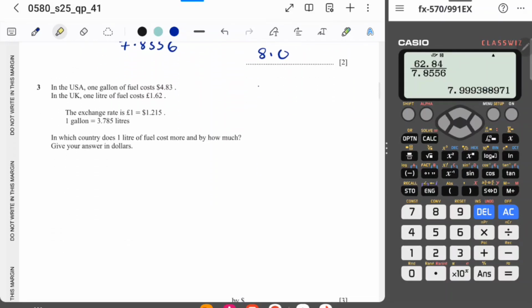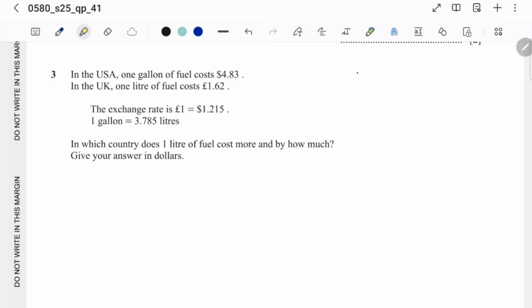Go to question number 3. In the USA, 1 gallon of fuel costs $4.83. In the UK, 1 liter of fuel costs 1.62 pounds. The exchange rate is 1 pound equals $1.215. 1 gallon is equal to 3.785 liters. In which country does 1 liter of fuel cost more, and by how much? Give your answer in dollars.